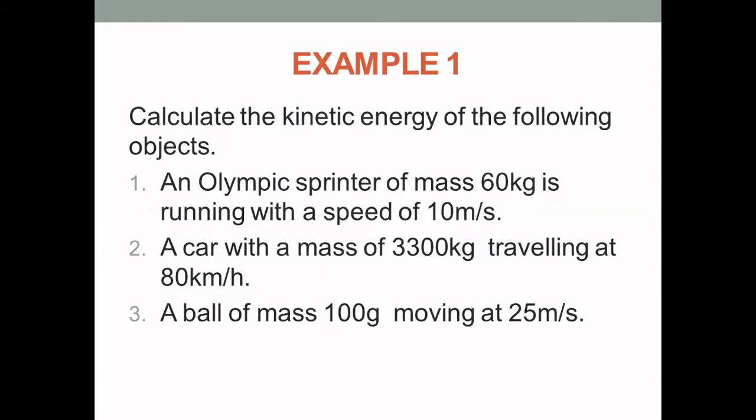Let's consider the first example. We have to calculate the kinetic energy of the following objects. The first question is for an Olympic sprinter of mass 60 kg, running with a speed of 10 meters per second. Then number two, we have a car with a mass of 3,300 kg traveling at a speed of 80 kilometers per hour. Then number three, we have a ball of mass 100 grams, which is moving at 25 meters per second. Let's start with the solutions.